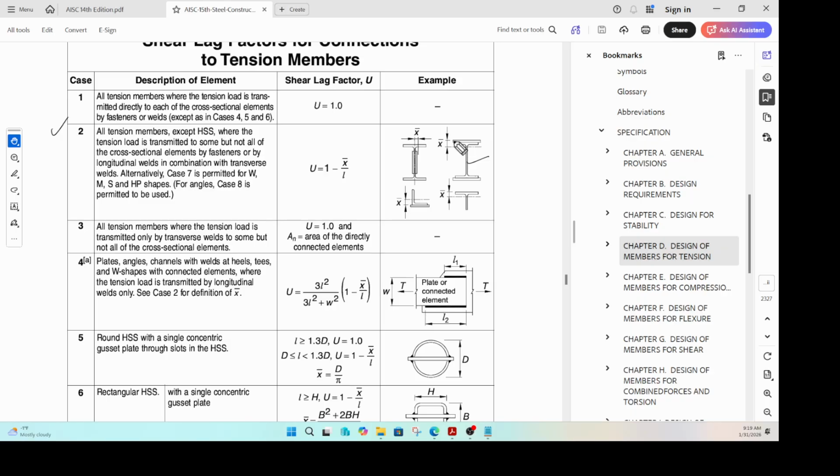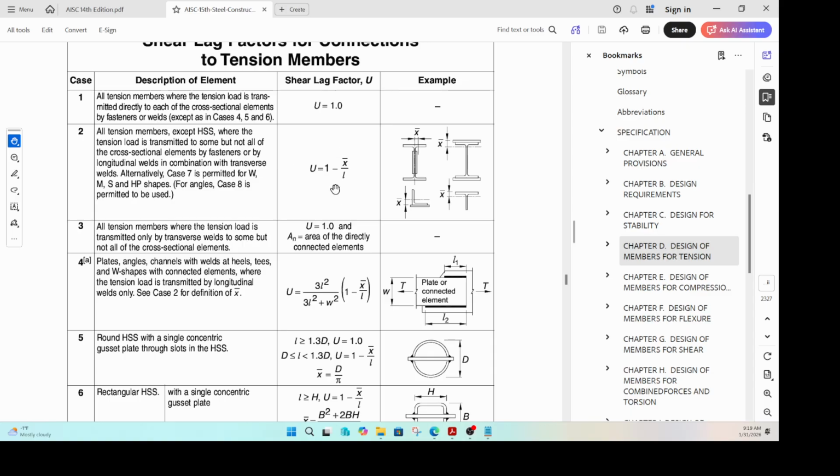But only the flanges are connected through plates. That means you are applying the load like that, but it is connected only to the top flange and the bottom flange. The web element is not connected, right? So when you have a scenario like this, when all the elements of the tension member are not connected to transmit the load, then your U value becomes a function of something called X bar and L.